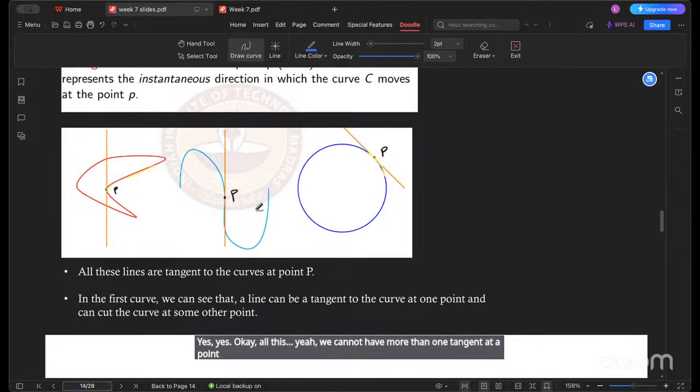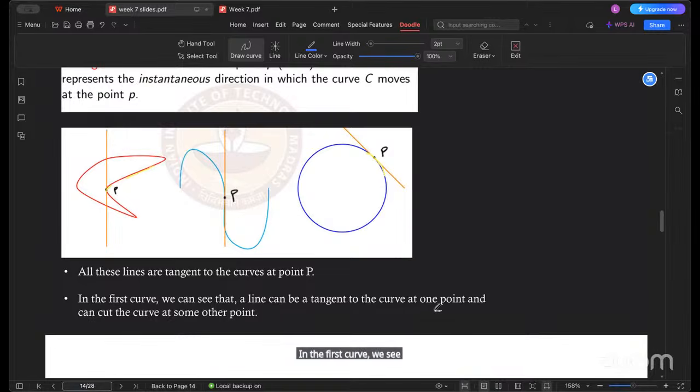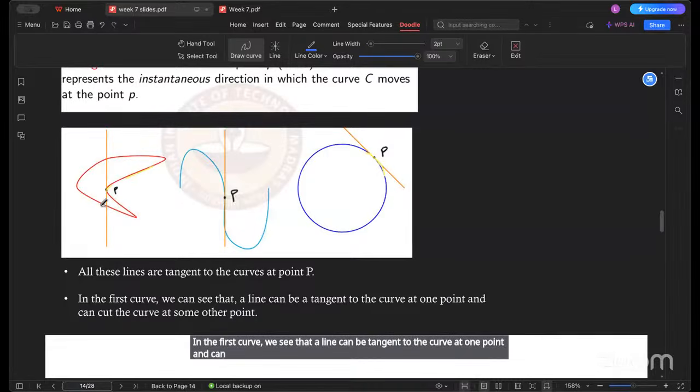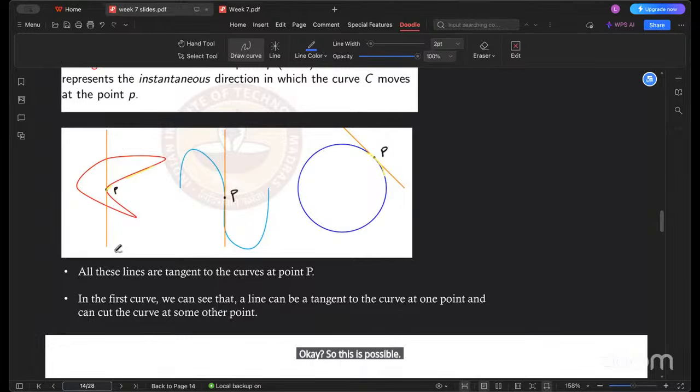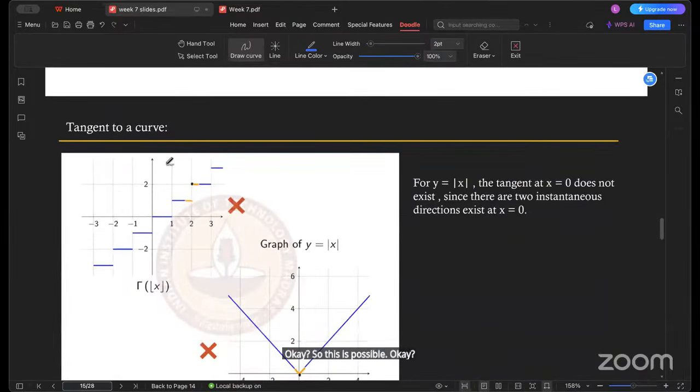So all these lines are tangents to the curves at the point P. In the first curve, we see that a line can be a tangent to the curve at one point and can cut the curve at some other point as well. Okay, so this is possible. So for example, you look at this step function. In the case of step function, I have already told you.